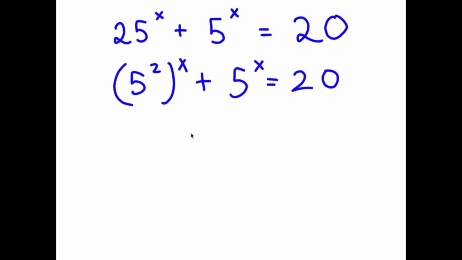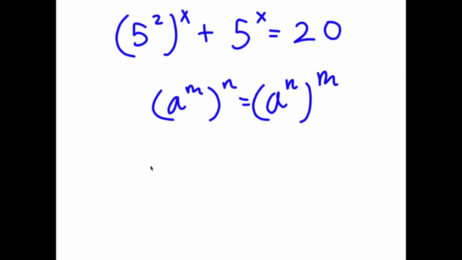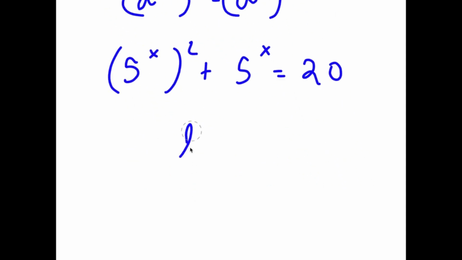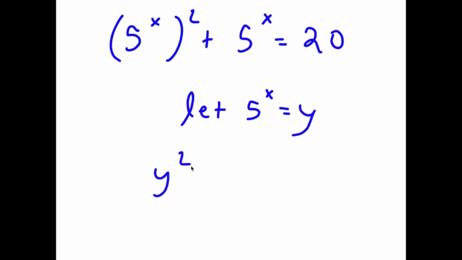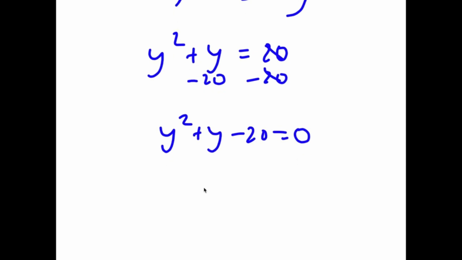Now, if I have something in the form a to the power of m to the power of n, this is the same thing as a to the power of m times n. So I'm going to rewrite 5 to the power of 2 to the power of x as 5 to the power of x to the power of 2. So I have that plus 5 to the power of x is equal to 20. Now I'm going to let 5 to the power of x equal to the variable y. So now I have y squared plus y is equal to 20. Now if I subtract 20 on both sides, I get y squared plus y minus 20 is equal to 0.